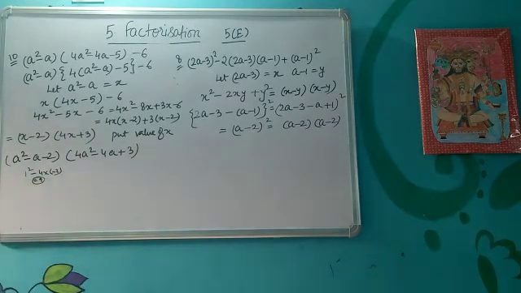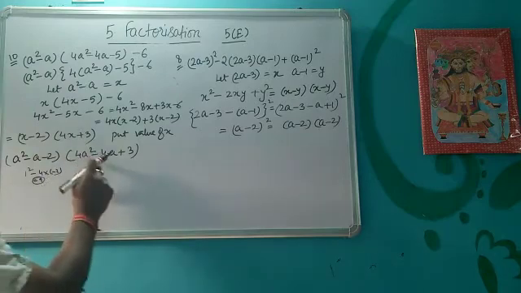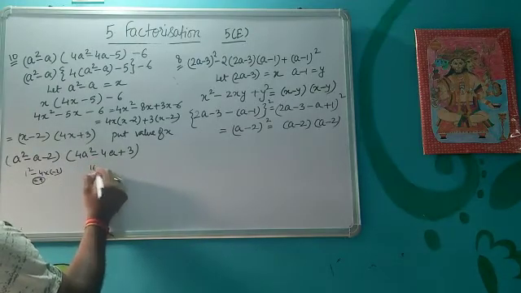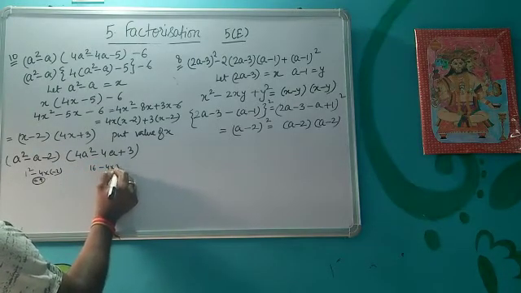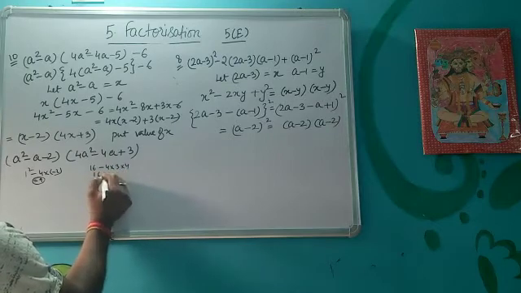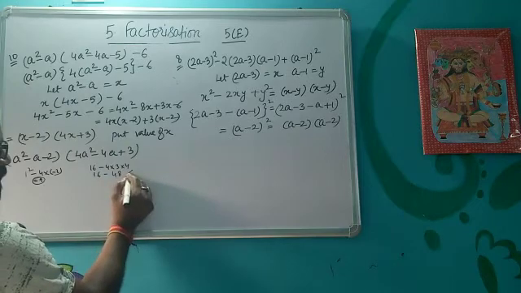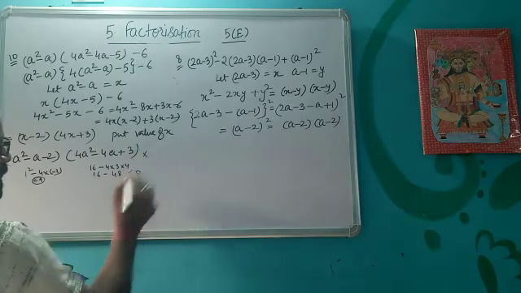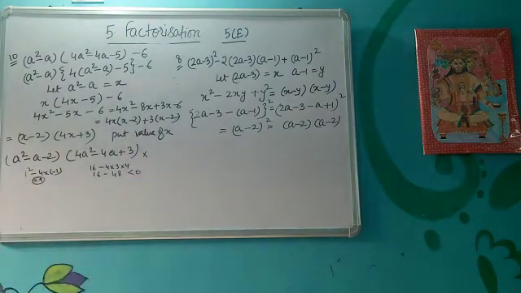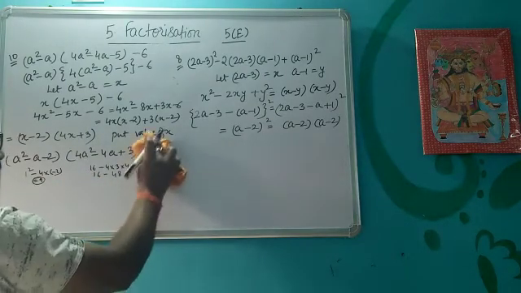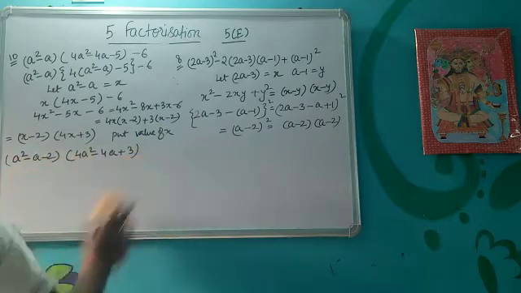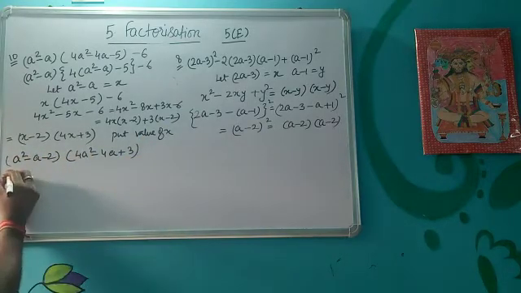Since 9 is a perfect square, it can be factorized. Let's check this. It will be 16 minus 4 into 3 into 4, that is 16 minus 48. And it is less than 0, so this expression cannot be factorized. So this is how you can check by calculating b square minus 4ac. So we will factorize this one.